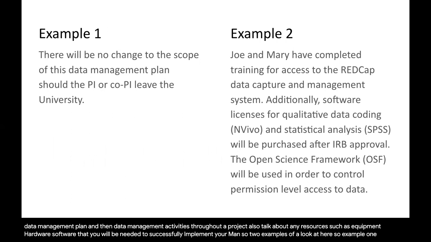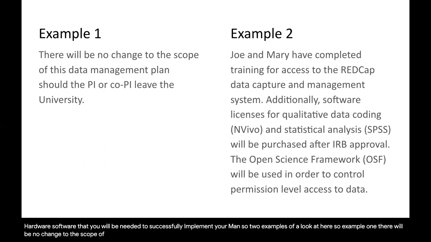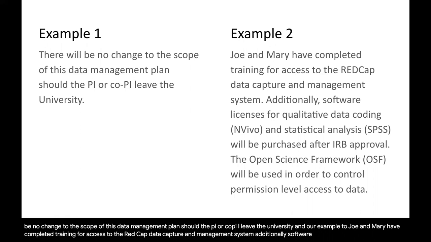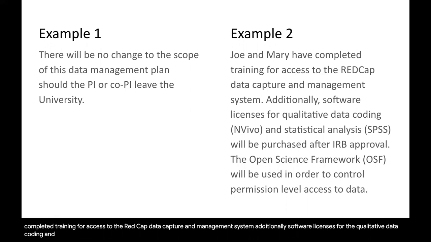Example 1: There will be no change to the scope of this data management plan should the PI or co-PI leave the university. Example 2: Joe and Mary have completed training for access to the REDCap data capture and management system. Additionally, software licenses for the qualitative data coding, NVivo, and statistical analysis, SPSS, will be purchased after IRB approval. The Open Science Framework will be used in order to control permission level access to data.